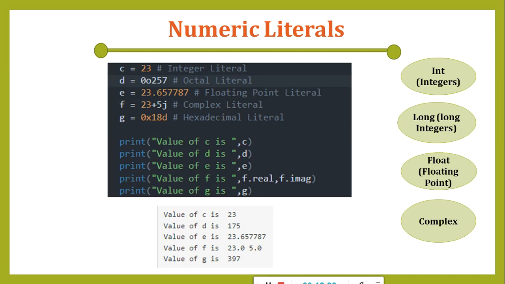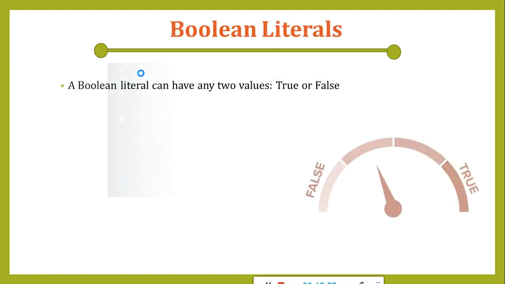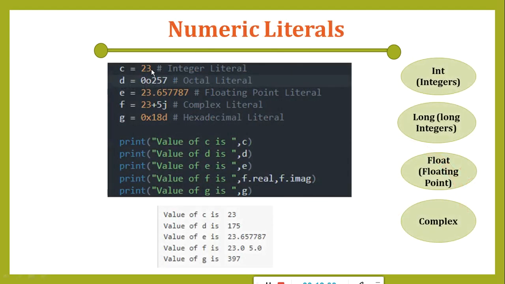If we talk about examples, you can see many examples here in front of you. If we say C is equal to 23, it doesn't have any floating point value, so we call it an integer literal. D has an octal value, and E has a floating point value. The F variable has a value in the form of a complex number, and G has a value in the form of a hexadecimal number. These are the values we have assigned to the variables C, D, E, F and G: integer, octal, floating point, complex number and hexadecimal.